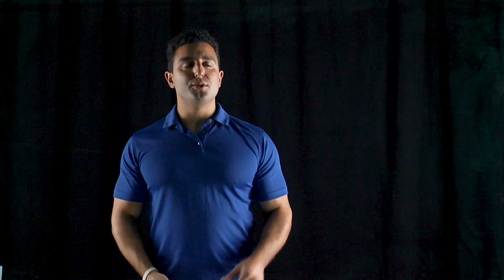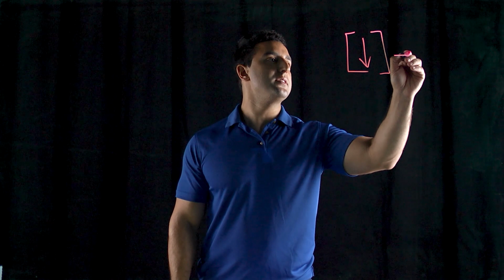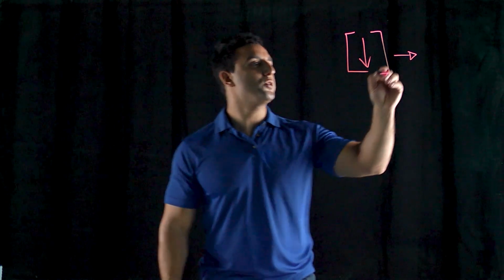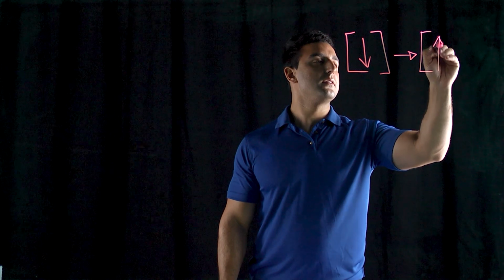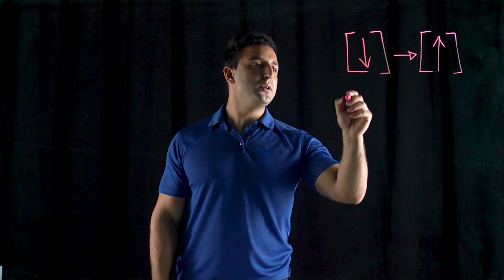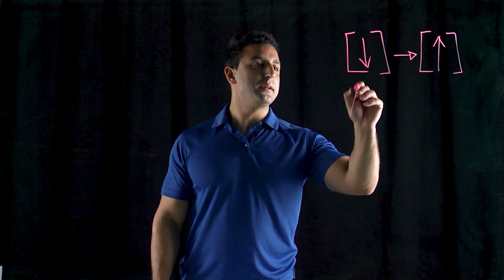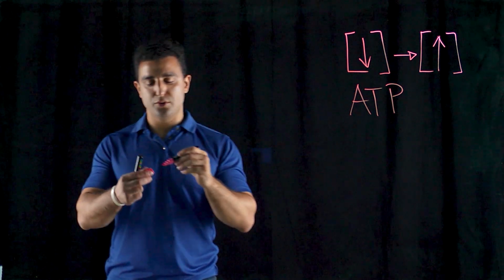All right, now let's look at active transport. What is active transport? Two things are really important about active transport. Number one, it is a form of transport that goes against the concentration gradient. What does that mean? It goes from a concentration of low to high. So that's number one. Number two, it requires ATP. ATP is required for this actual procedure.